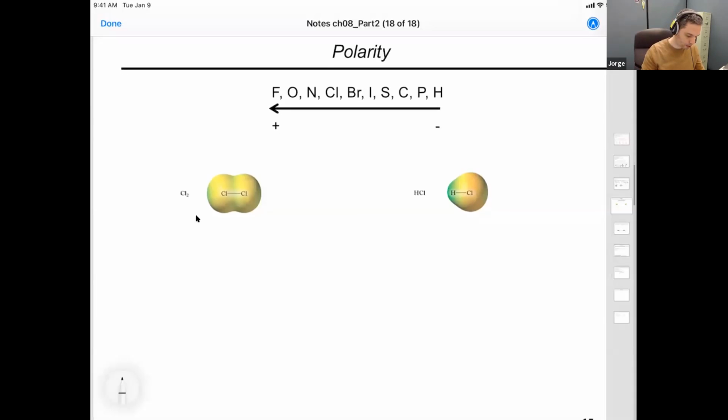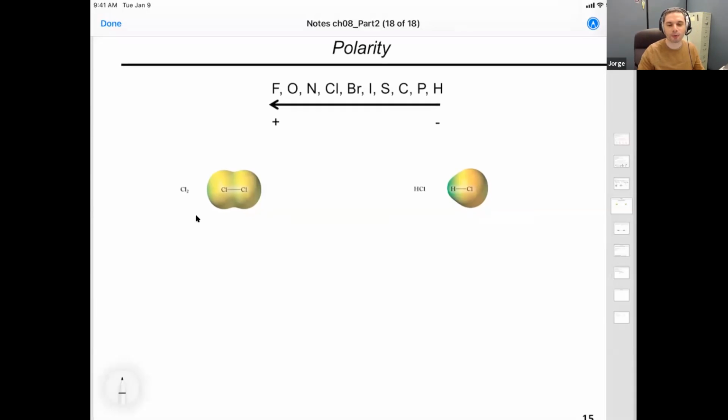So let me switch screens here really quick. All right, so remember that we will follow the order of electronegativity, being fluorine the most electronegative and hydrogen the least. So let's start here with the compound Cl2. There is only one single bond. Okay, so only one pair of electrons being shared.